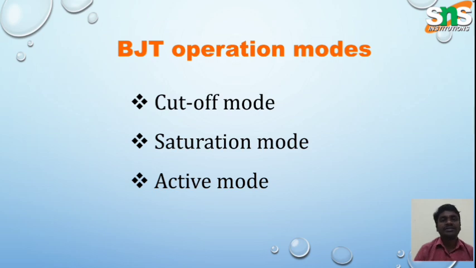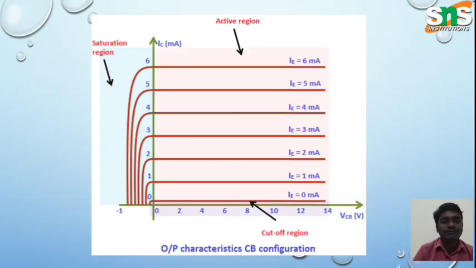So for output characteristics, there are three types of operation modes in the BJT: cutoff mode, saturation mode and active mode. This is the graph for output characteristics of the common base configuration. Here the emitter current IE is constant. We are plotting the graph between VCB, the collector-base voltage, versus IC, the collector current, that is the output current.